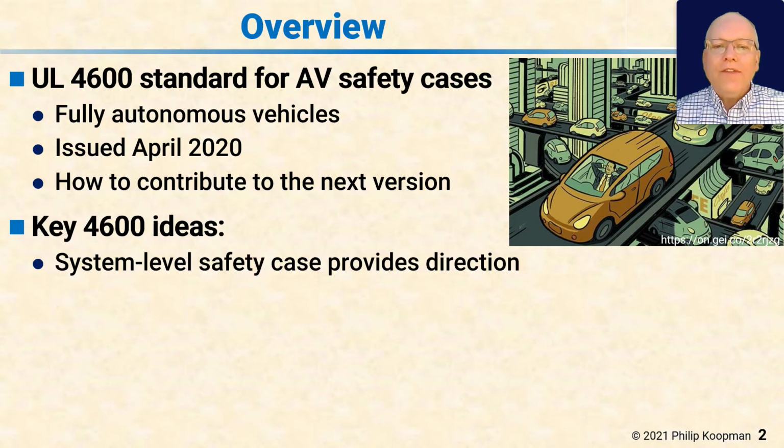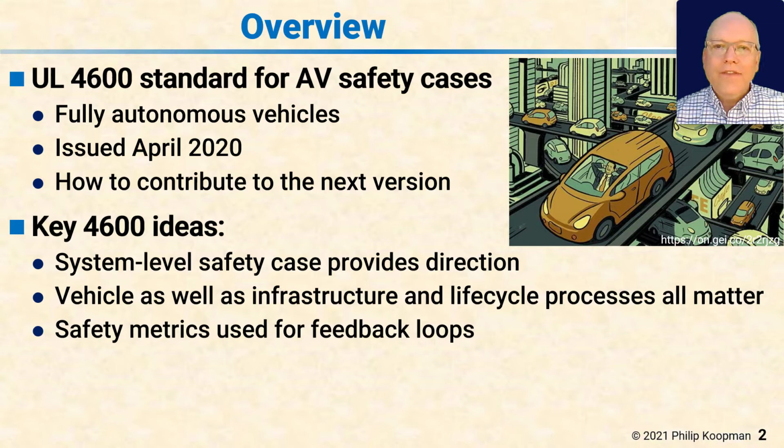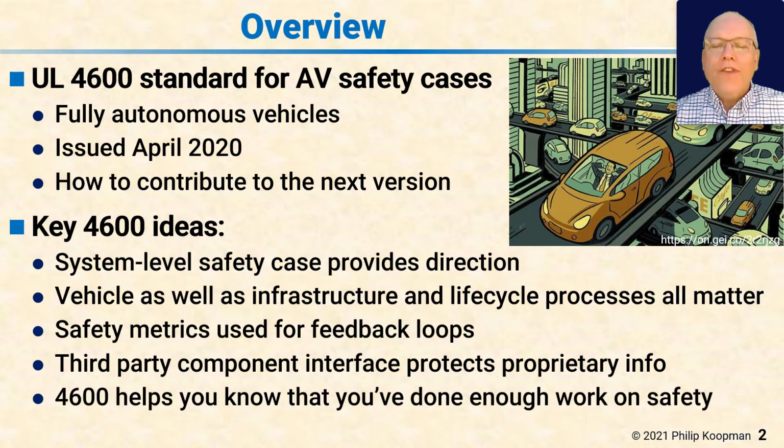First, a system-level safety case provides direction. Next, the vehicle as well as infrastructure and lifecycle processes all matter and have to be included in the safety case. Safety metrics are used for feedback loops to help continuously improve even after deployment. Third-party component interfaces protect proprietary information for third-party component vendors. Finally, conformance to 4600 helps you know that you've done enough work on safety to be able to deploy in a responsible way.